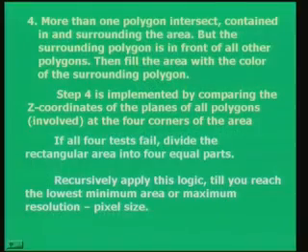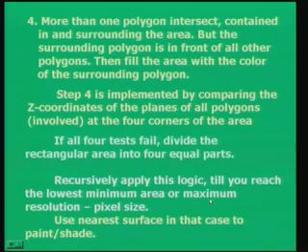Recursively apply this logic till you reach the lowest minimum area, or the maximum resolution size of a pixel, and then use the nearest surface in that case to paint or shade, because you cannot split a pixel at all. So, in that case you use the nearest surface. Only in that case do you go back to the object space; otherwise you are always working in the image space when you are performing this test, subdividing again, performing this test and subdividing. Everything is done in the image space.